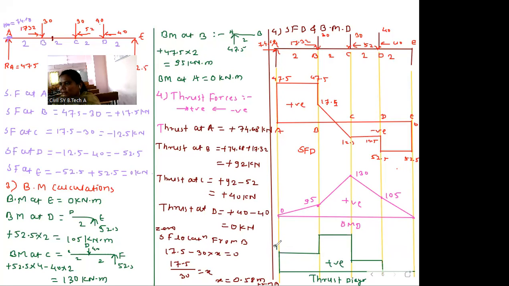This is 74.68. Here also 74.68. Here 92. Here again 92. Here plus 40. Here plus 40 is there. And here value is 0. Please mark here 0. And here also 0. This is the thrust diagram. So if inclined load is applied, at that time you have to solve this. You have to apply these steps. So please write down.